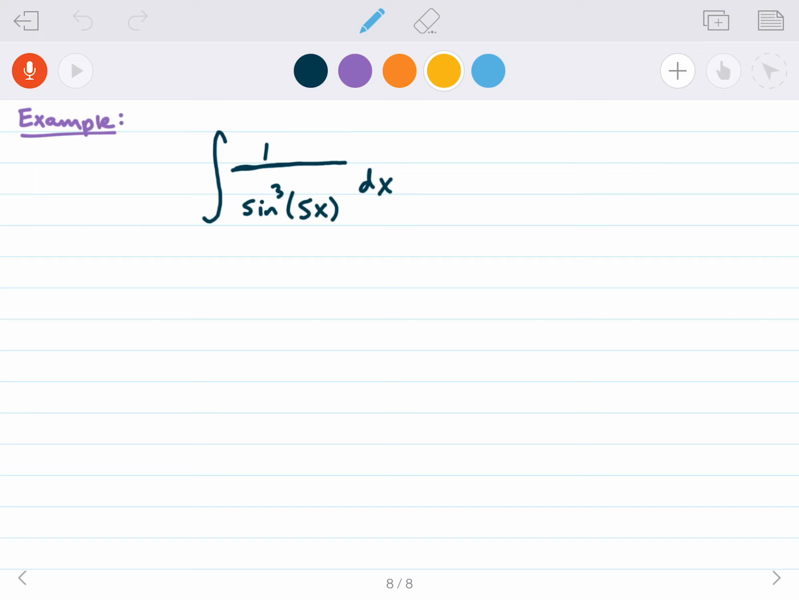All right, let's do one more. We have 1 over sine to the third of 5x. So the first thing we need to do is find a suitable formula. And the one that I'm going to choose is numeral 4, number 19. And that tells me the following. I forgot the dx.